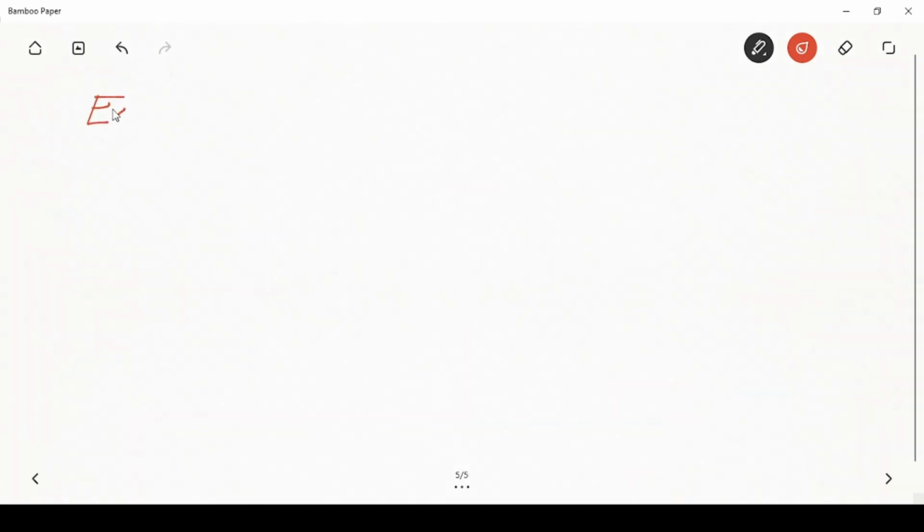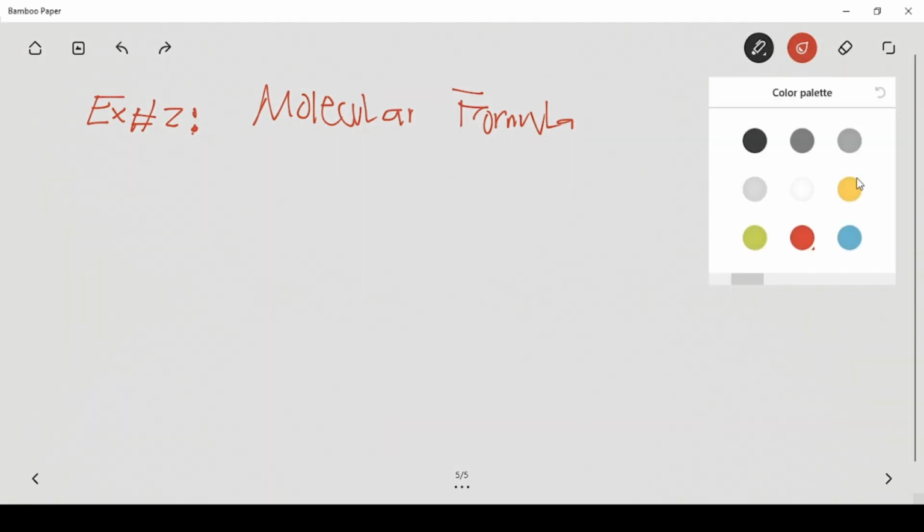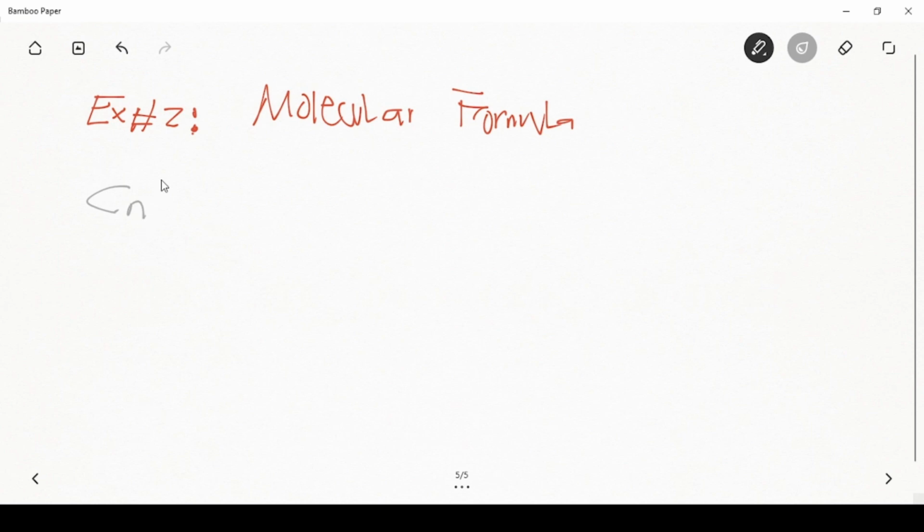Now, let's proceed to the second one. Example number 2, the second mission is to get the molecular formula. Now, in getting the molecular formula you need to use the equation CnH2n plus 2. Now, the n here is equivalent to the number of carbons.